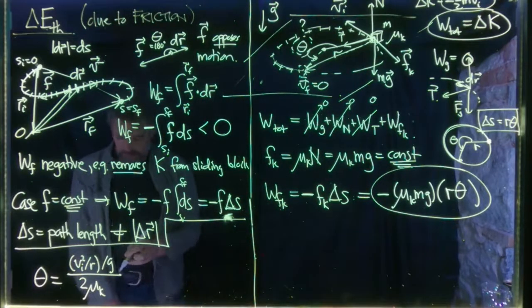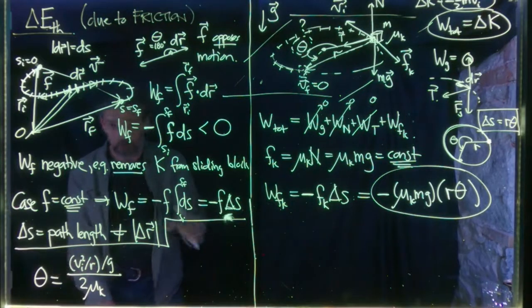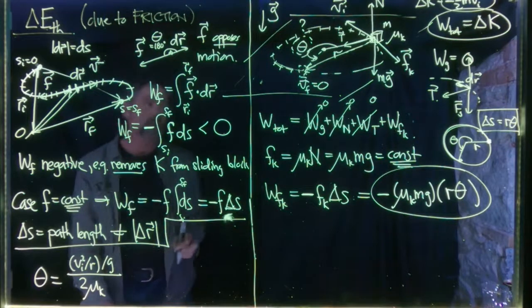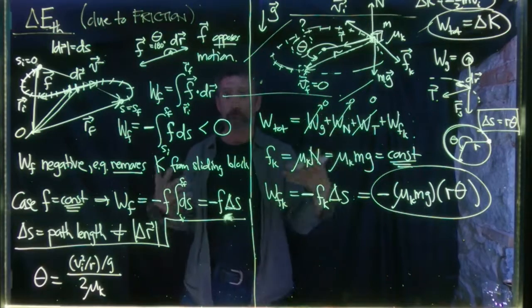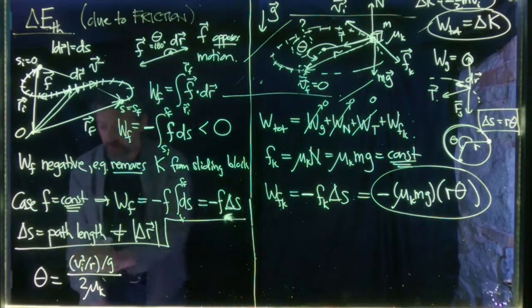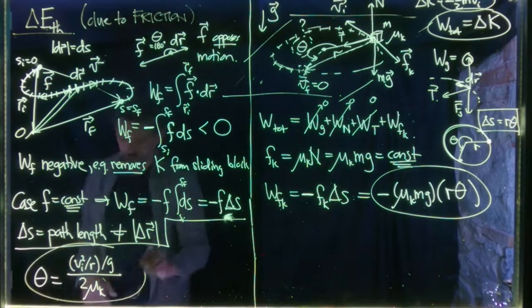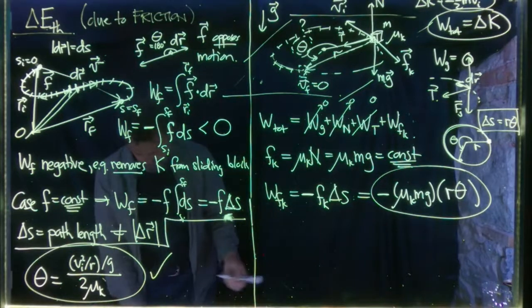You can also see that if you make g larger, if you're on a planet with larger g, then the frictional force will be bigger, and that will make theta smaller. It won't go around as far. You can also see that if the surface becomes slicker, so mu k gets smaller and smaller in the denominator, then theta will get larger and larger. As usual, it's always good to think about your answer. Does it make sense? Everything in that answer makes sense, and all is good.